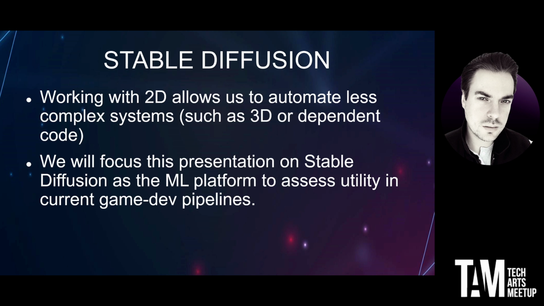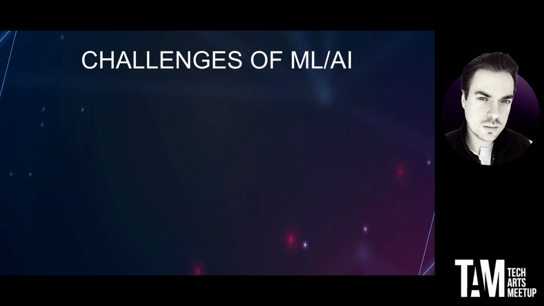And so we're going to focus the presentation on Stable Diffusion as our ML platform and get a bit of a look and do it together and see what it's like to say, is it good for us? Is it something we can use for now? And I'll talk about a couple of the challenges, and this is more broadly for AI as well.